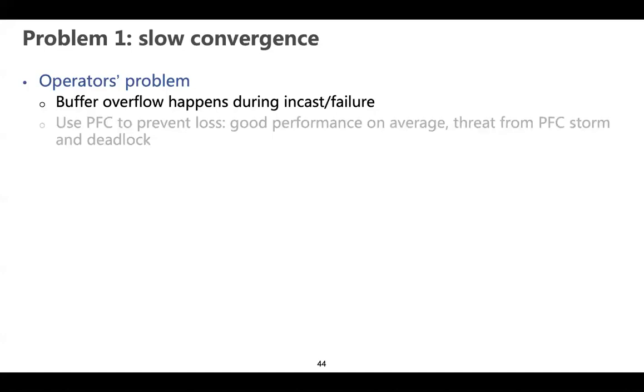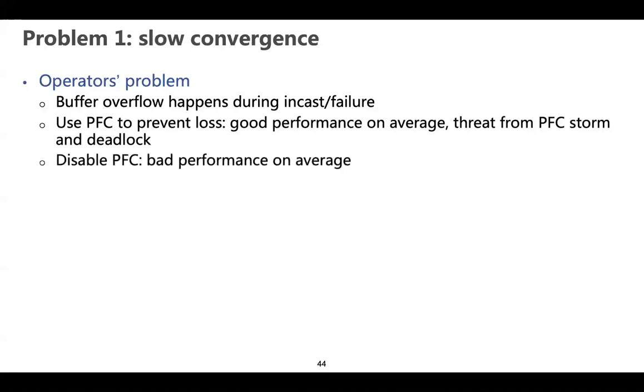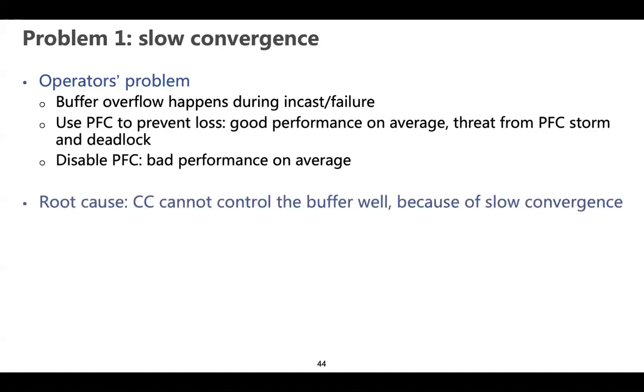What operators are facing is that they face buffer overflow very frequently, especially under incast or failure. So the operators have to use PFC to prevent packet loss. It can give good performance on average, but it has to face the threat from PFC storm and deadlock under incast or failure. But they cannot turn off PFC because that will give very bad performance even in the average case. If you are not familiar with PFC, it's fine, because the root cause is the congestion control, because it cannot control the buffer very well as it converges very slowly.